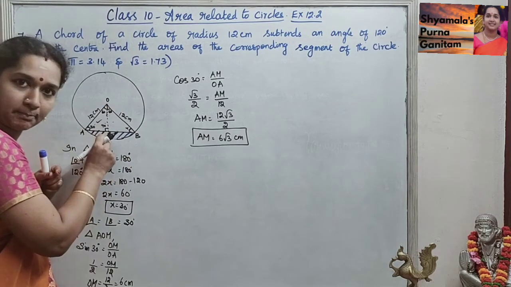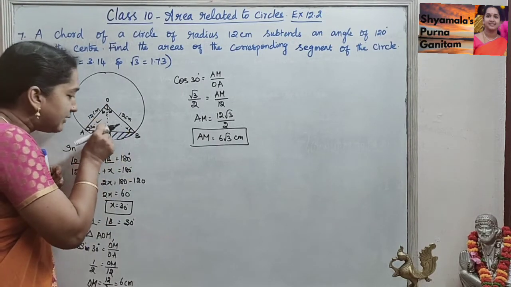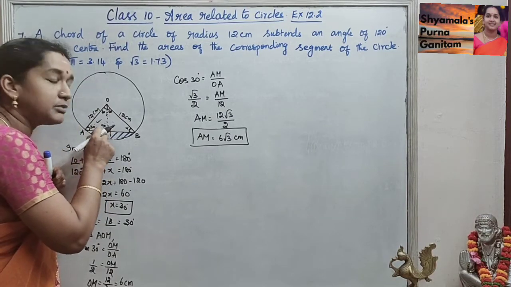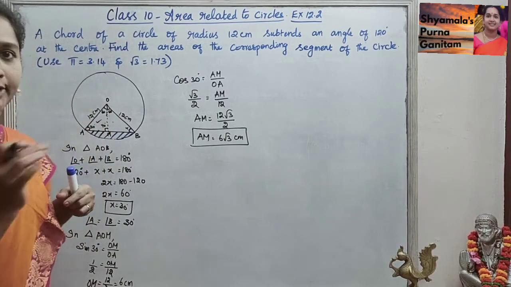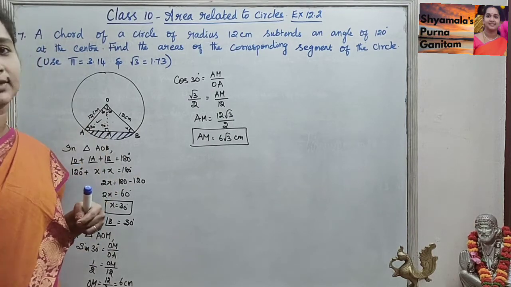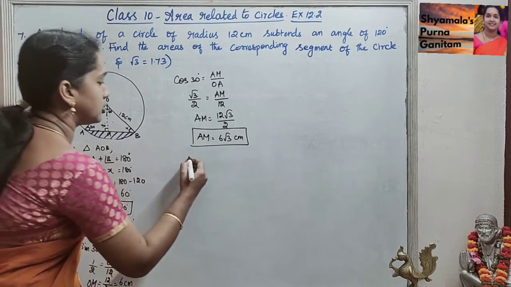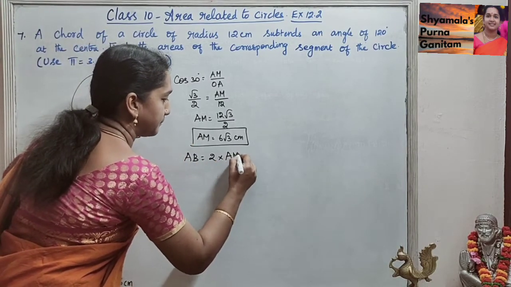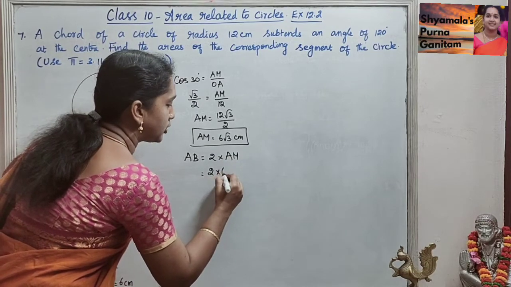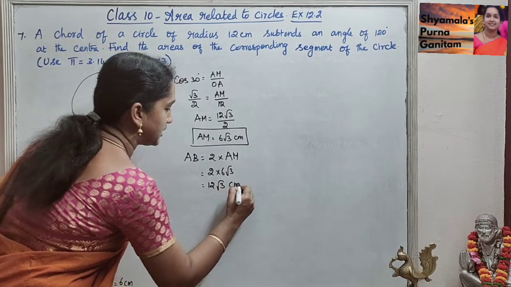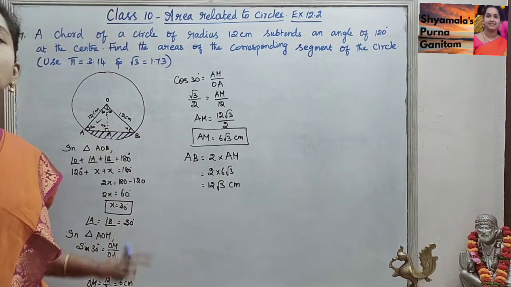Since OM is perpendicular to AC, it divides the line segment into 2 equal parts. That is, M is at the midpoint. If we know all these properties, we can do this sum. So we have to make use of that. So AB is equal to 2 times AM, that is 2 into 6 root 3, which is equal to 12 root 3 centimeter. So this is the length of AB.